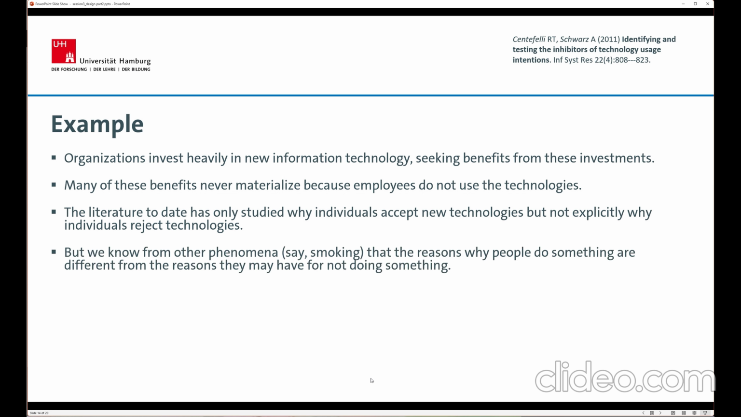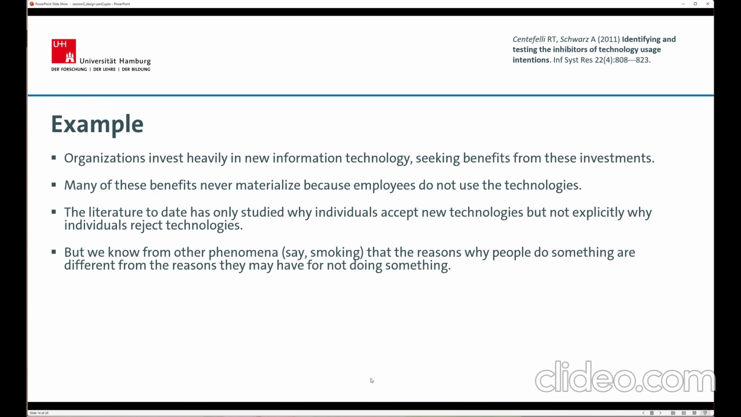And we know from other phenomena, for example, smoking, that the reasons why people do something are very different from the reason they may have for not doing something. So, for example, in the smoking setting, we know that a factor such as social pressure leads people to start smoking. So, all your buddies smoke and they go outside and share a cigarette and you're left out. And that sometimes can be an inclination for people to also start smoking because of social pressure. But the absence of social pressure is not a reason why people do not smoke. So the presence of the factor leading to acceptance does not guarantee that the absence of the factor leads to rejection. We know this from general social phenomena.